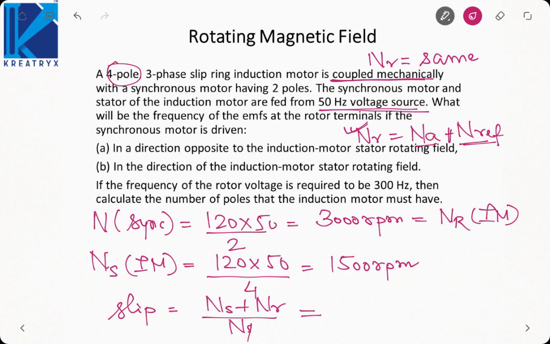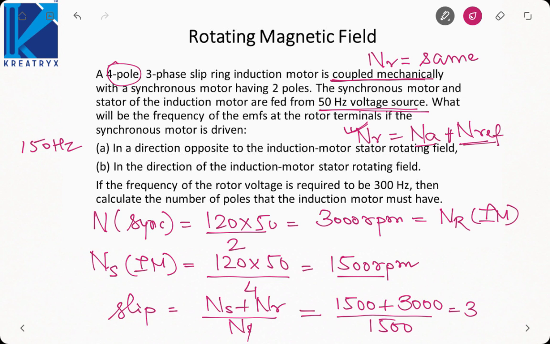That is the concept. So here we know synchronous speed is 1500 for induction motor. The rotor speed is 3000 by synchronous is 1500. So slip comes out to be 3. So what will be the frequency? That will be S into F. So it shall be 150 Hertz.